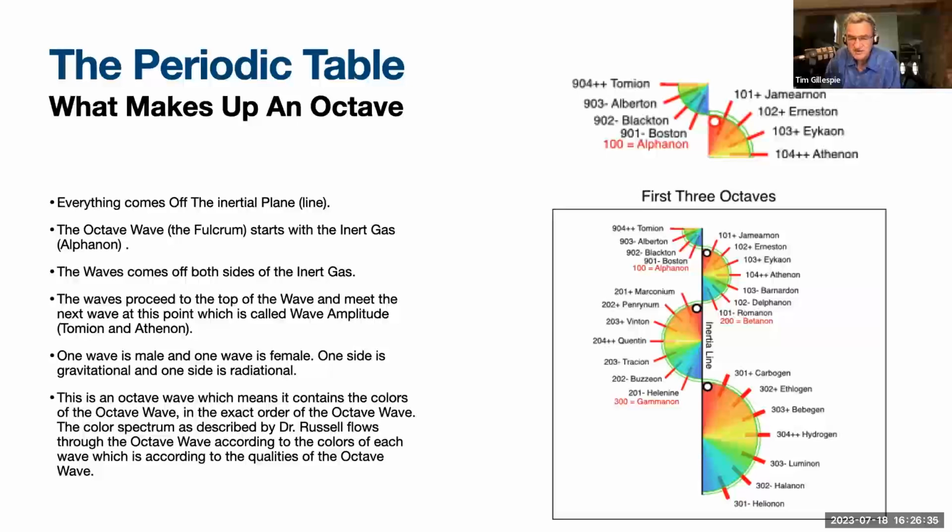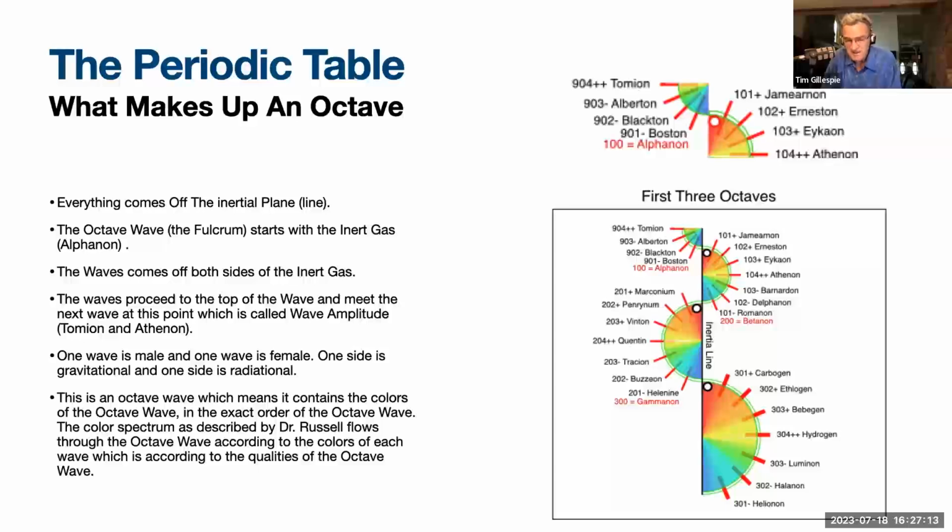This universe is a bidirectional universe. One arm goes up to Tomium, which happens to be the last element in the periodic table, and we're going to cover that in some detail tonight. And it extends in the other direction to Athenon, which is the first example of wave amplitude after Alphanon, which carries a designation of 100. The inert gases all end in 00. So it's 100, 200, 300, 400, all the way up to 900.